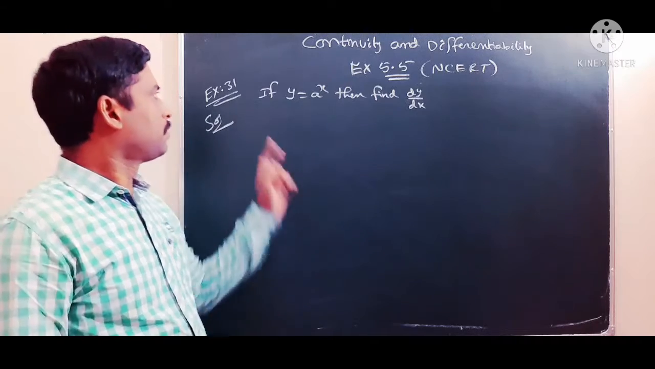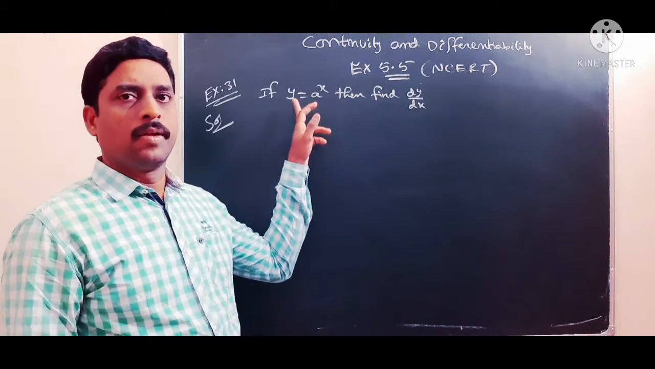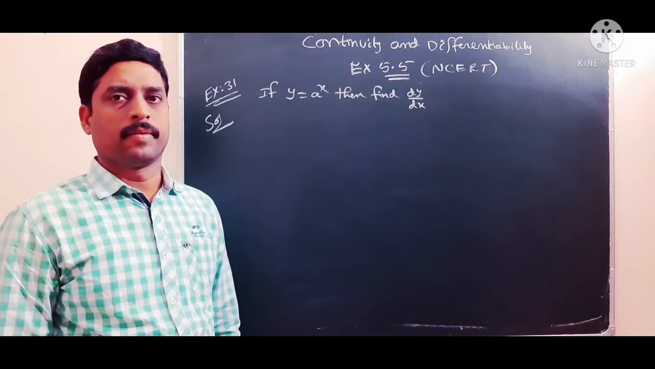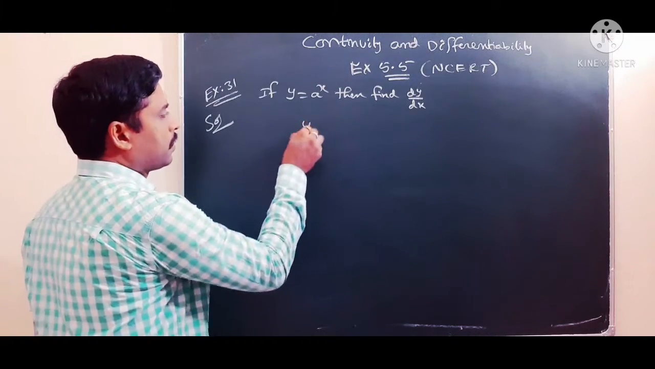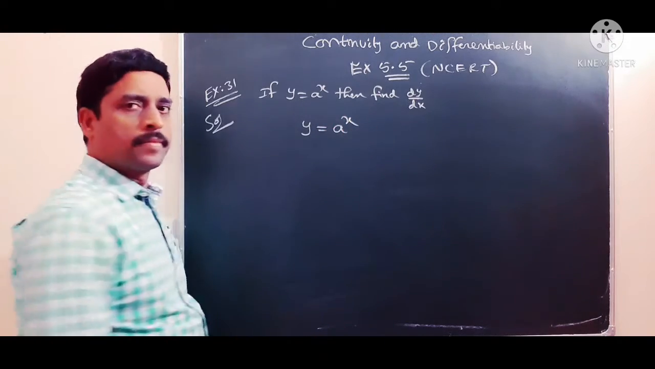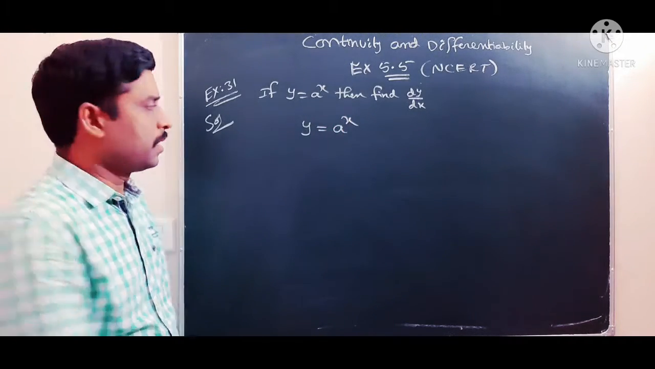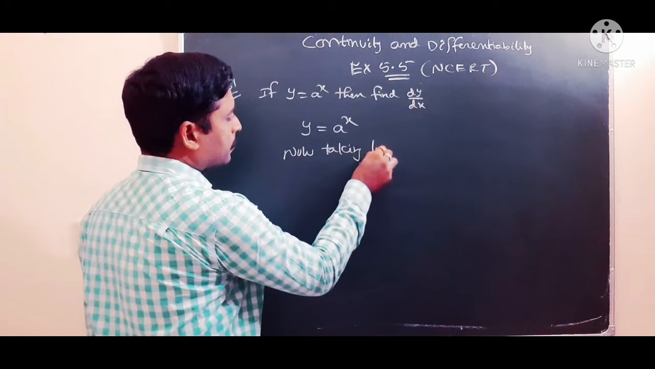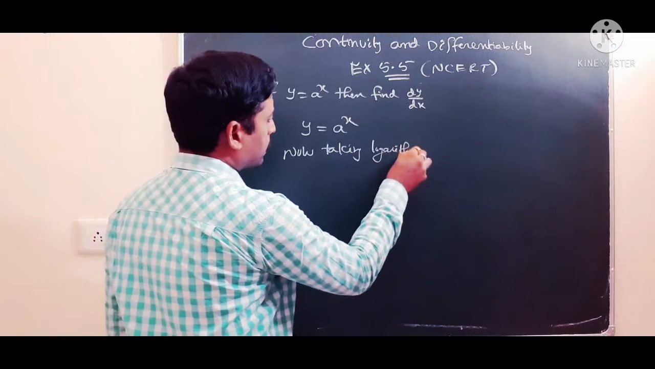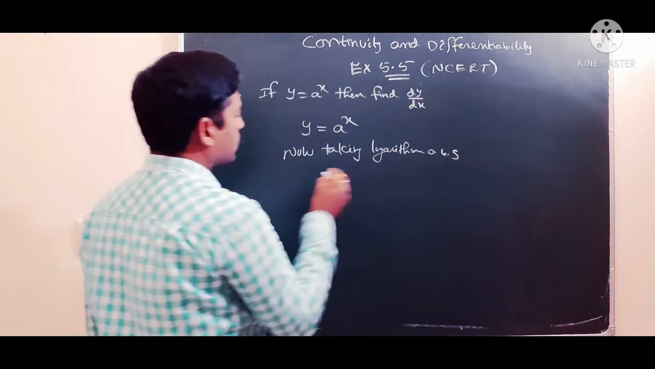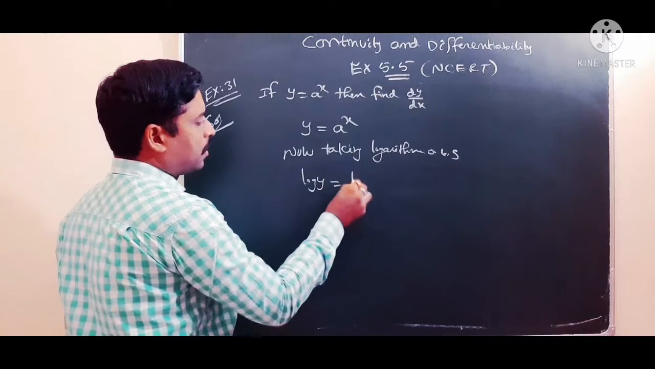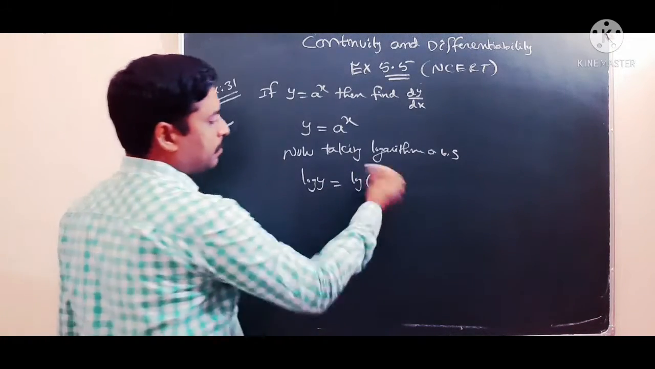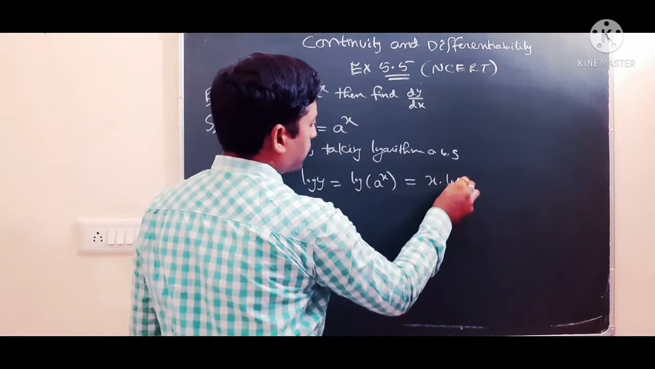Now let us explain example 31. This is the most important. y is equal to a to the power x, then find dy by dx. So what is given? y is equal to a to the power x. Taking logarithm on both sides, log y is equal to log of a to the power x. The log of a to the power x is nothing but x into log a.